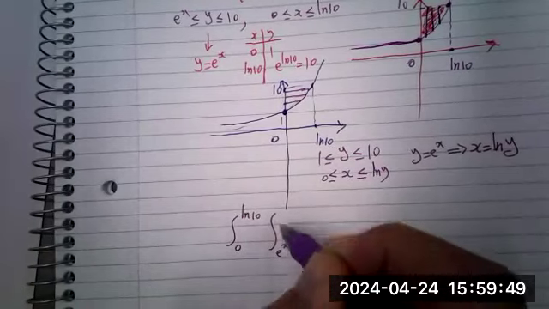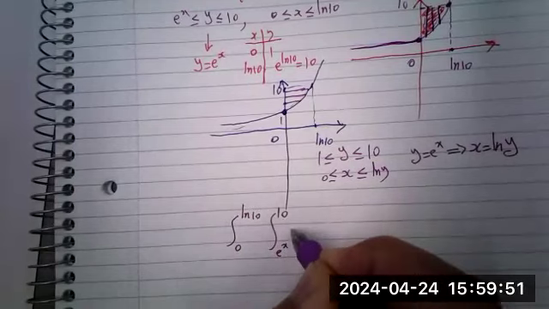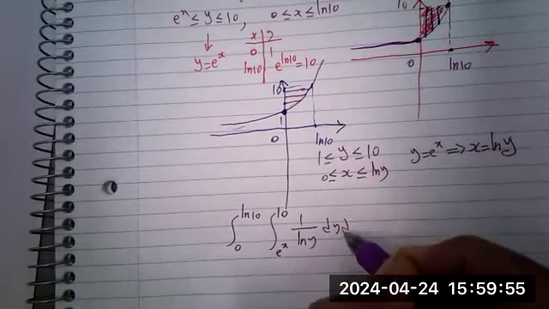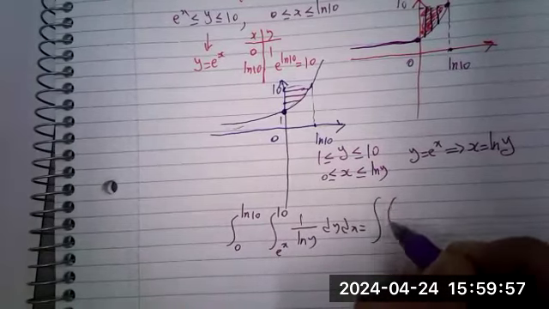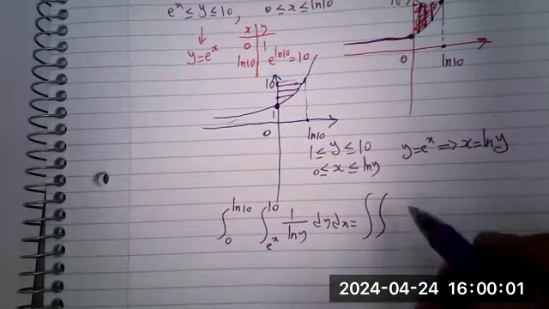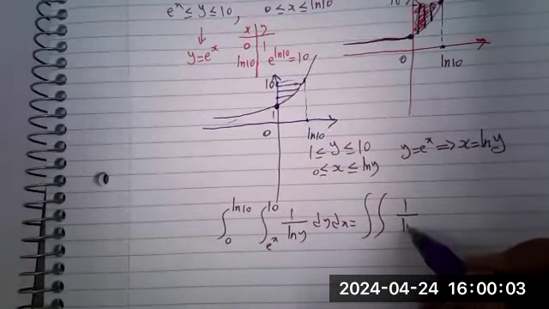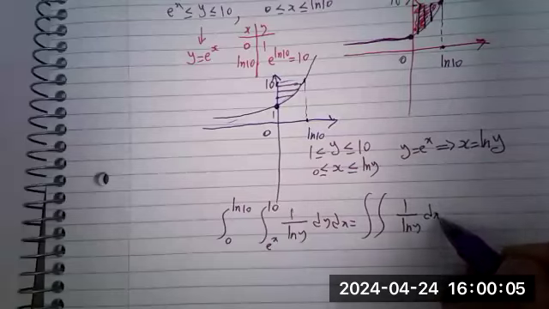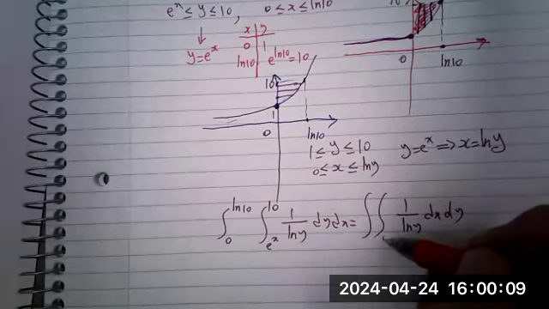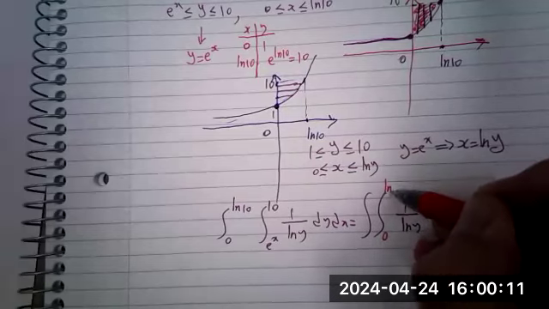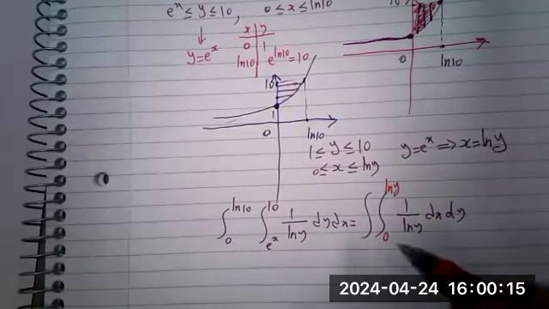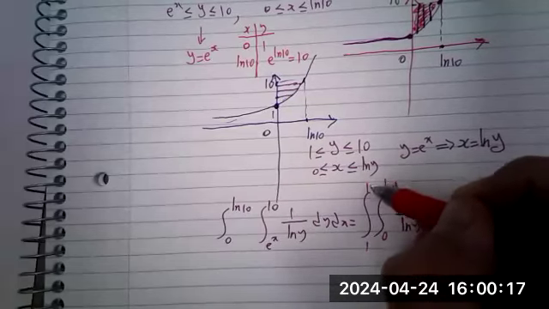Okay, e to the x to the 10, and that's 1 over ln of y dy dx. Now switch. The way we're going to switch it: this is 1 over ln y, but we go with the x first, then the y. So our x is between 0 and ln y, then this is x, and the y is between 1 and 10.